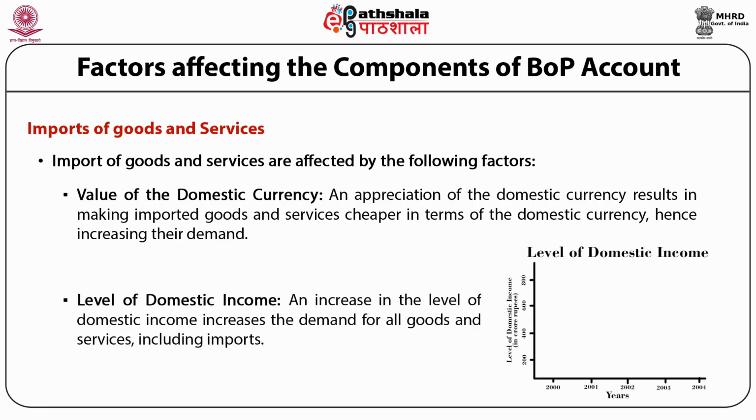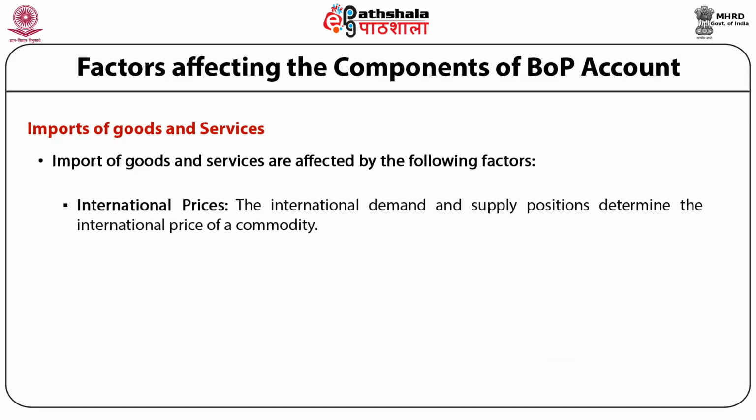Level of domestic income. An increase in the level of domestic income increases the demand for all goods and services, including imports. This again results in an increased supply of the domestic currency. International prices. The international demand and supply positions determine the international price of a commodity. A higher international price would get translated into a higher domestic price. If the demand for the imported goods is inelastic, this would result in a higher domestic currency value of imports, increasing the supply of the domestic currency.